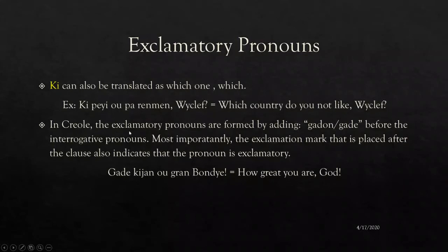In Creole, the exclamatory pronouns are formed by adding gade before the interrogative pronouns. Most importantly, the exclamation mark placed after the clause also indicates that the pronoun is exclamatory. Gade ki jan ou gran bon Dieu. How great you are, God.